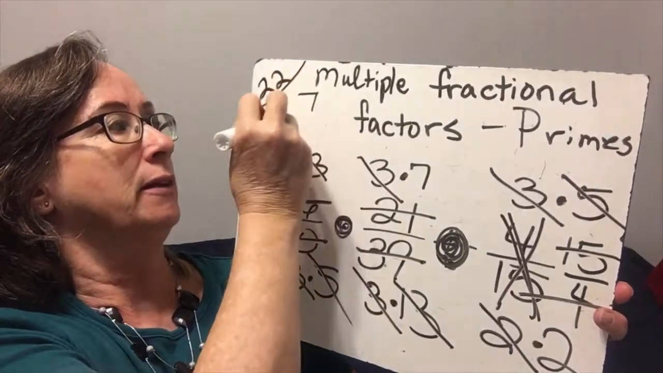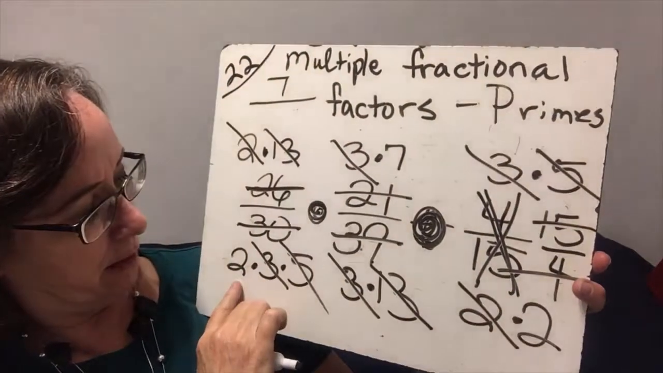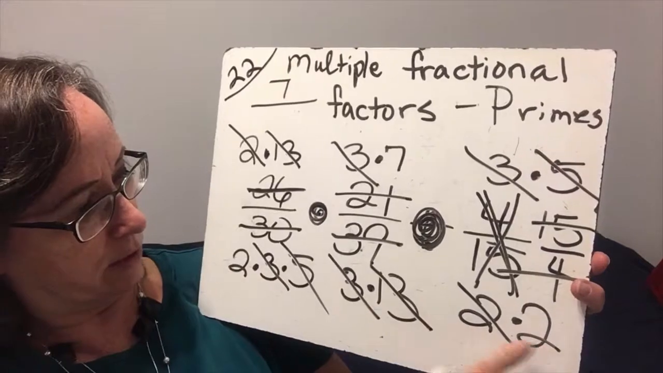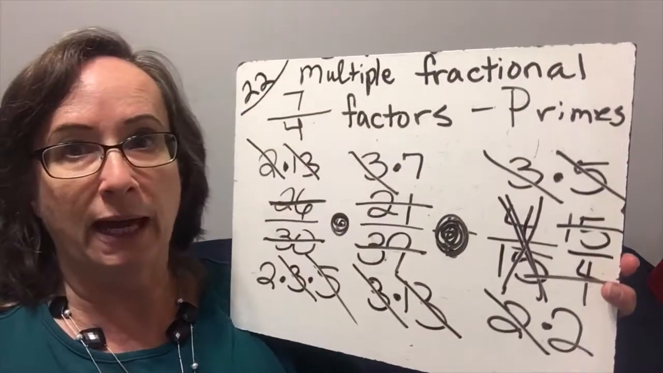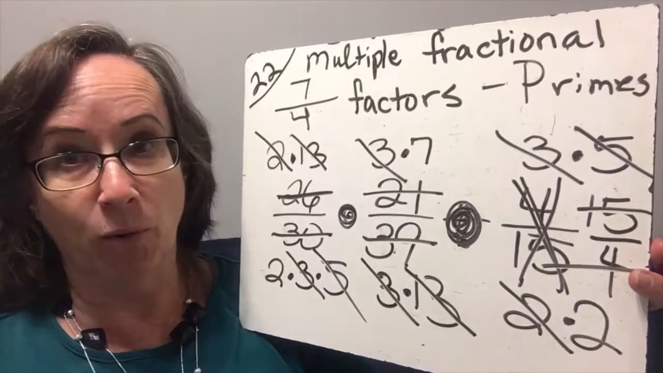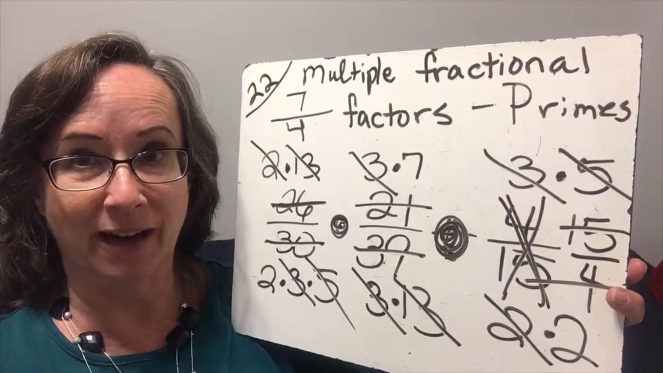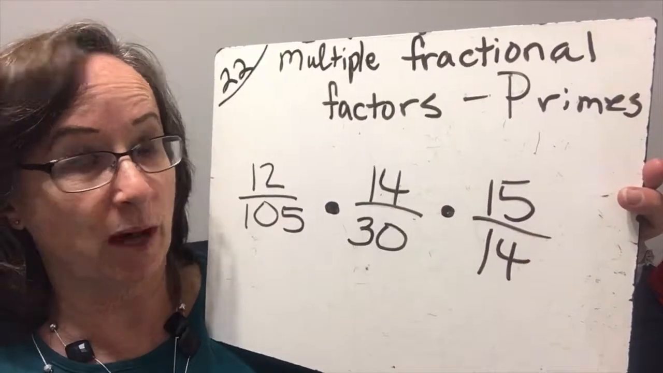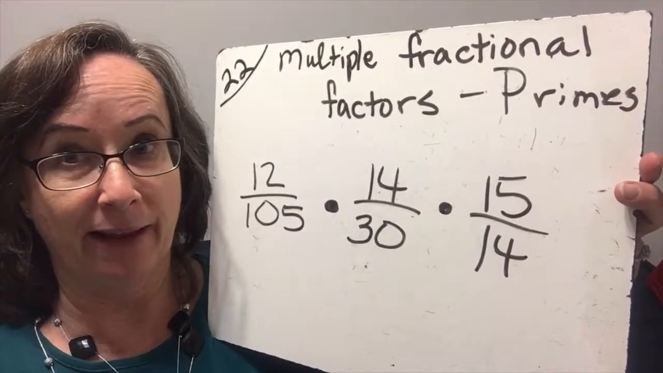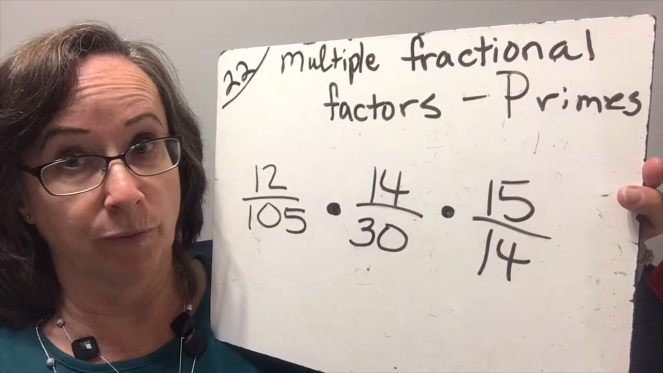So we have a 7 in the numerator, and then we look all the way across the denominator, and we've got a 2 times a 2, which is 4. Okay, so 7/4 is your final answer. Here is your first practice problem. So copy it down and then pause your video.